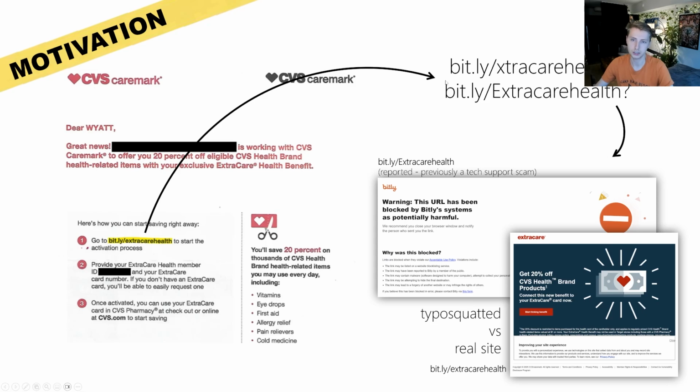Unfortunately, if a user doesn't remember this exact URL, then they could type something else. Like they could omit the E, or they could use a capital E in extra care health. Critically, for bit.ly and other URL shortening services, this is different than the original URL that CVS intended. And anyone can go and register these typoed variants of this link, leading the user to other unintended destinations, such as a tech support scam, which I previously reported.